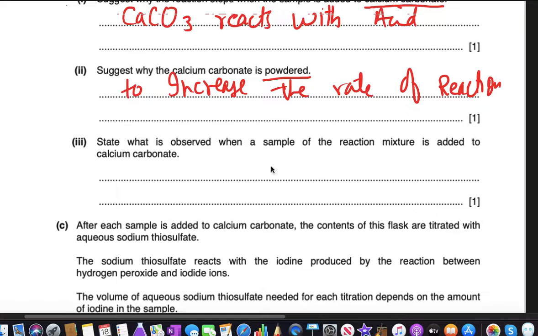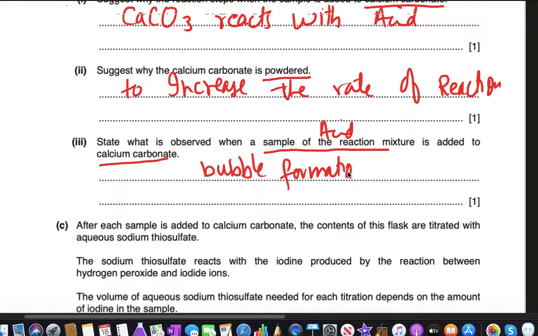Next question: state what is observed when a sample of the reaction mixture is added to calcium carbonate. In the sample of the reaction mixture, acid is present, and calcium carbonate is a base. When calcium carbonate reacts with acid, carbon dioxide gas is released. And what would be the observation? Bubble formation or fizzing, due to the formation of carbon dioxide.